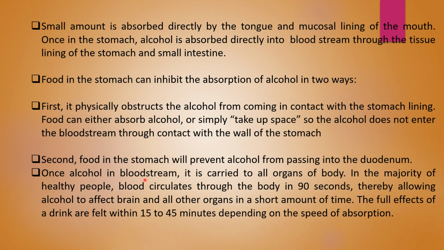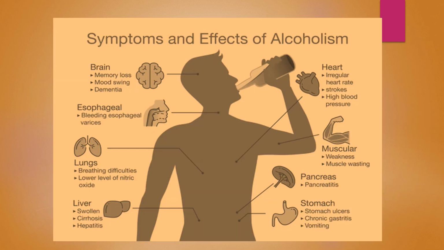Once alcohol is in the bloodstream, it is carried to all organs of the body. In the majority of healthy people, the blood circulates through the body in 90 seconds, thereby allowing alcohol to affect the brain and all the organs in a short amount of time. The full effects of a drink are felt within 15 to 45 minutes, depending on the speed of absorption.